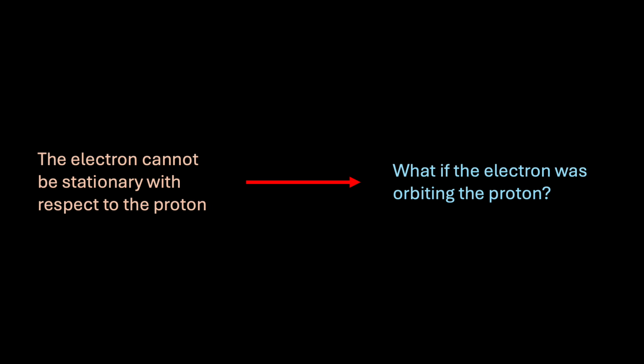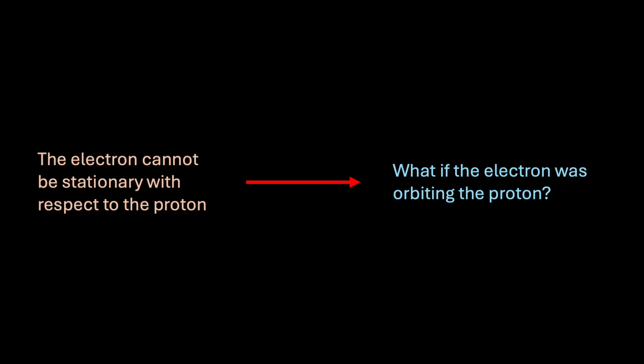Okay, so the electron cannot just be sitting there stationary, but what if instead the electron was orbiting the proton, much like Earth orbits the Sun? Despite the gravitational pull of the Sun, Earth doesn't crash into the Sun because it has a tangential velocity. Essentially, Earth is always falling towards the Sun, but missing it.